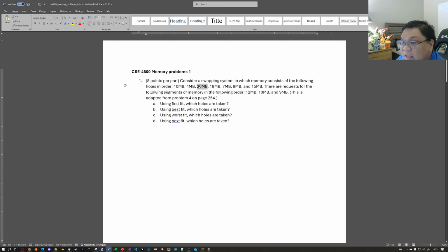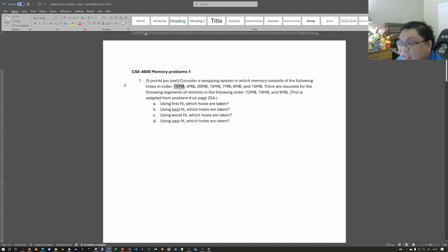That leaves behind an 8 megabyte hole. The next process we need to find a space for is a 10 megabyte process. We need a hole that is at least 10 megabytes in size. And if you go through the list from start to finish, that's literally the first hole available. So now our hole is completely filled.